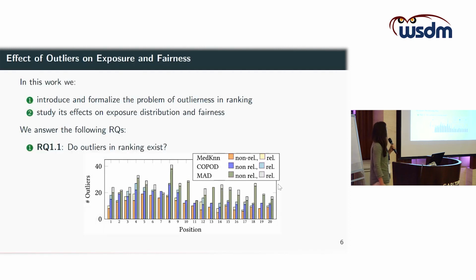We looked at the public data set from TREC Fair Ranking Track 2019 and 2020, and we looked at the top 20 ranks. We used several outlier detection methods, and we used the number of citations for the papers as an observable feature. We realized that, yes, many outliers exist in the top 20 data. The problem actually exists.